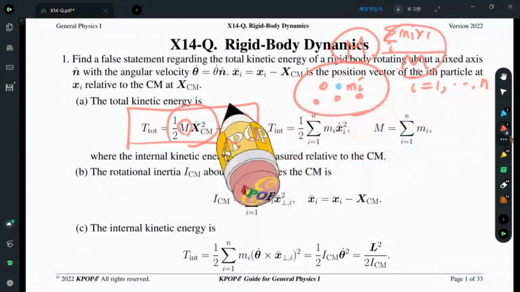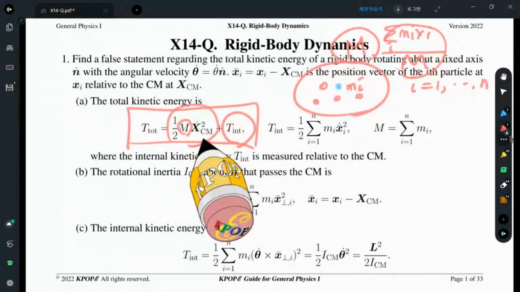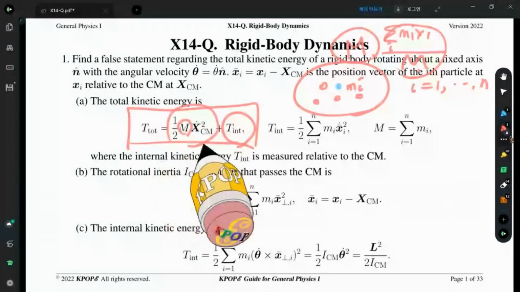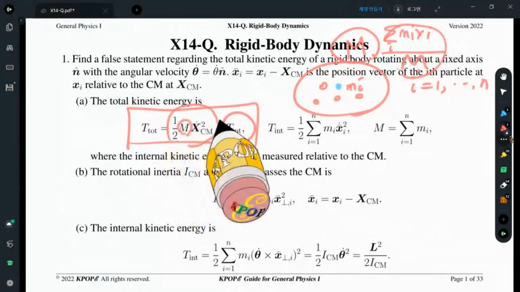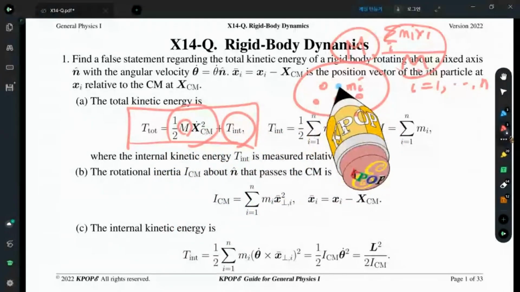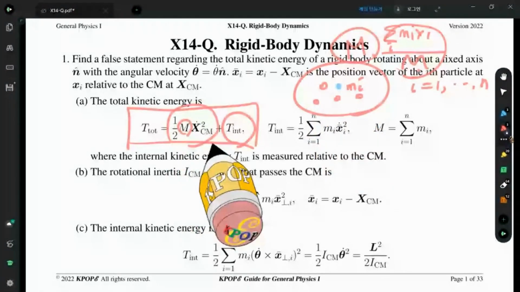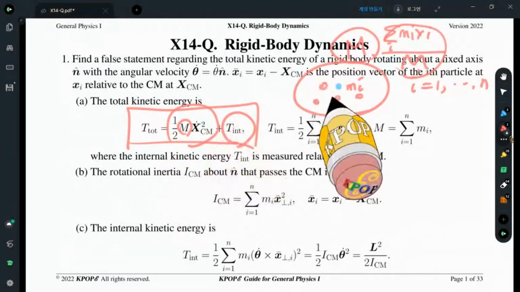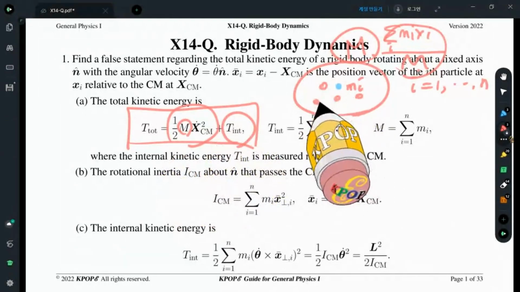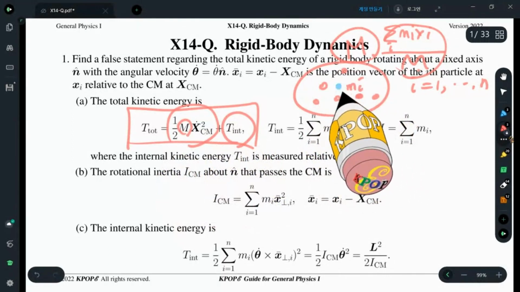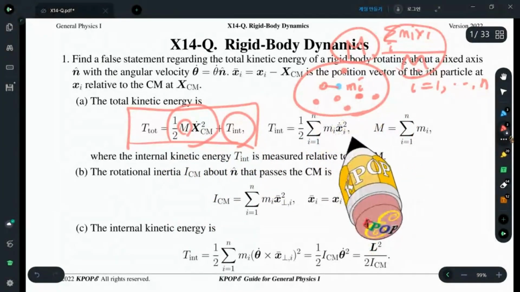And the center of mass velocity squared, 1/2 M v squared. This is a point particle. It's just like a point particle in which all of the masses are concentrated at the point where the center of mass is placed, plus the relative motion of all the participants of the system relative to the center of mass.